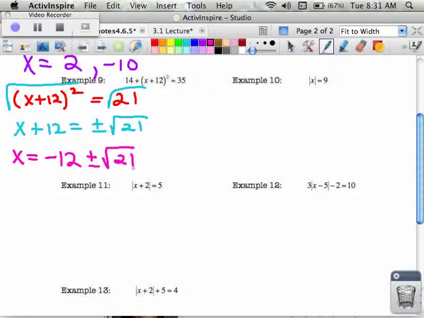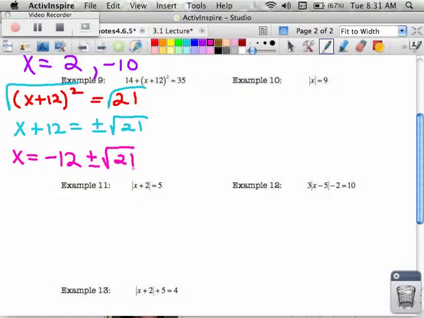You could actually, if you wanted to, type this in your calculator and go, oh, negative 12 plus the square root of 21. Write down a number. Negative 12 minus the square root of 21. Write down a number. Don't do that. These are the two best answers. Negative 12 plus or minus the square root of 21. Great. Leave it. Super stud mathematics.